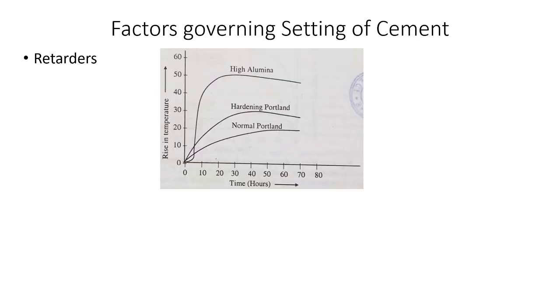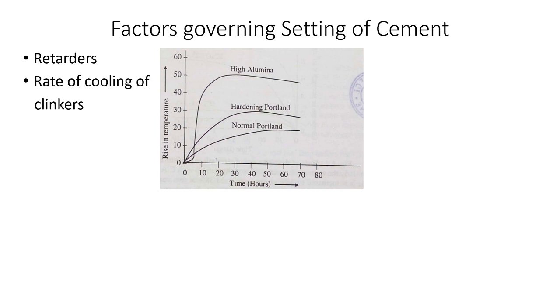Here there is one graph which explains how, as time proceeds, there is a rise in temperature for various types of cement. If it is a high alumina cement, obviously the temperature rise is very high compared to hardening Portland and normal Portland cement.